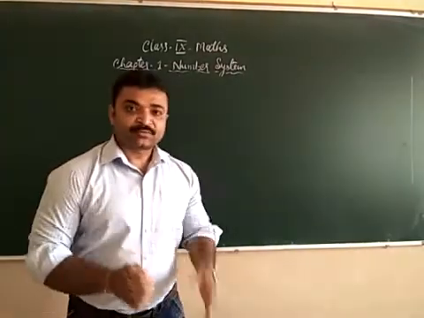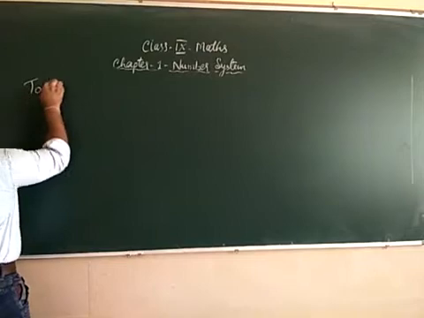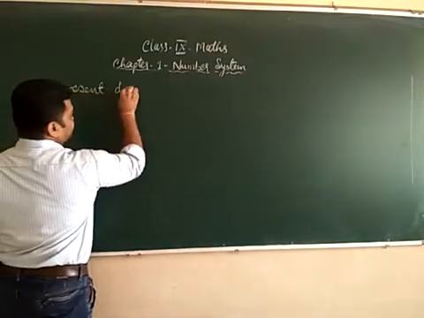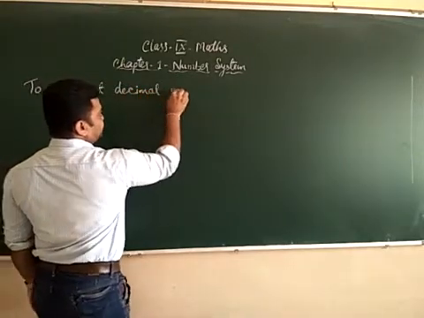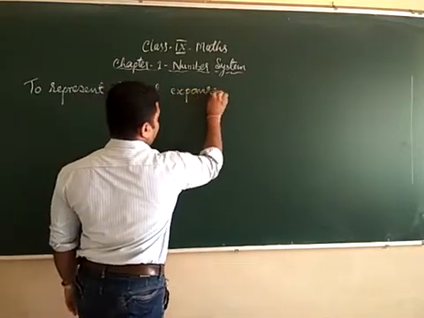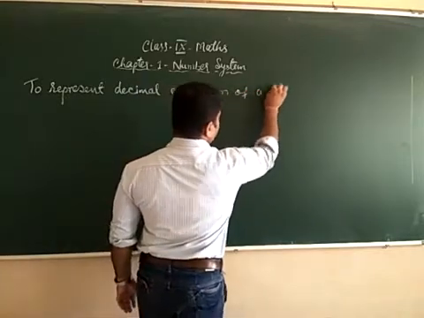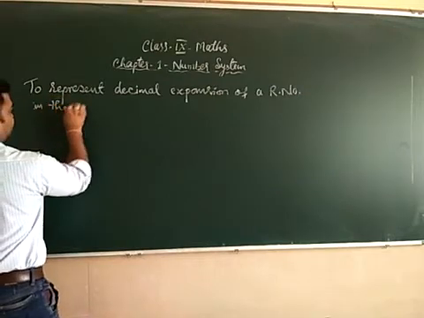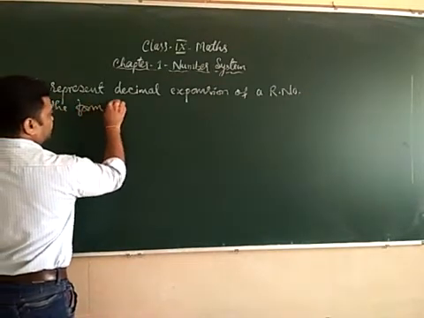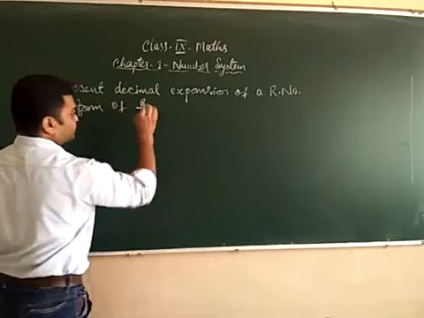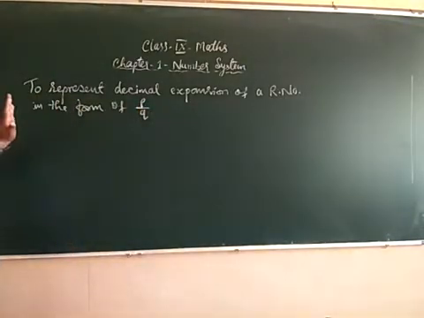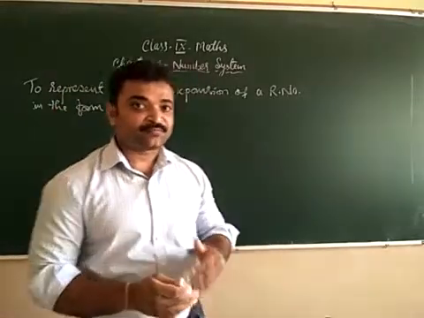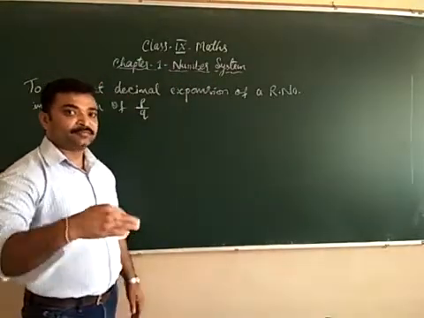So our next topic is to represent the decimal expansion of a rational number in the form of P upon Q. So our next topic is how to represent a decimal expansion of a rational number in the form of P upon Q.